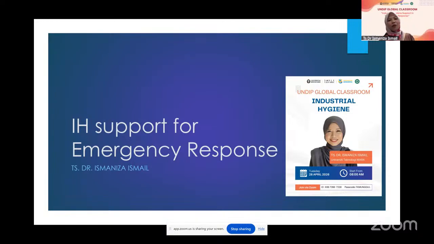Before we start, today we're going to talk about IH support for emergency response. So before we begin, I want you to imagine this. You arrive at a site, where it may be outdoors. There's a strange smell and workers are feeling dizzy. Nobody knows what chemical is involved. So the first question is, what do you do?